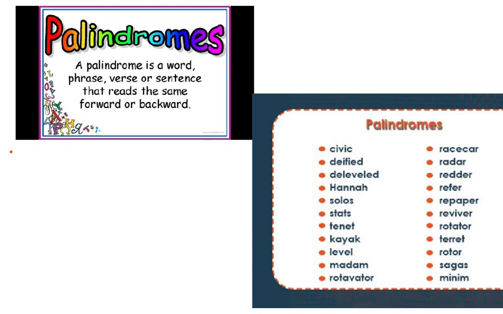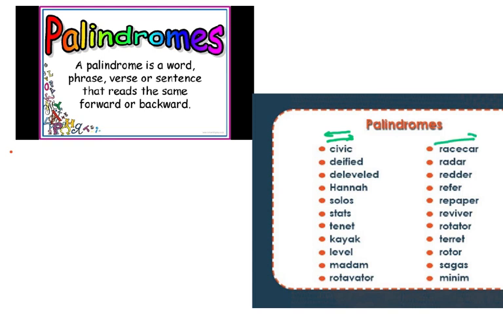One word that we use is a palindrome. I'm sure you might have heard of it or you might not have heard of it. It is a word or a phrase or a verse or a sentence that reads the same forward or backward. Now, if you look at these, civic, C-I-V-I-C, you can spell it this way or you can spell it this way. It means the same thing.